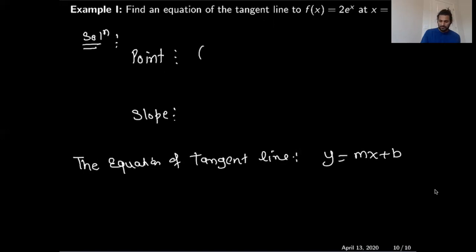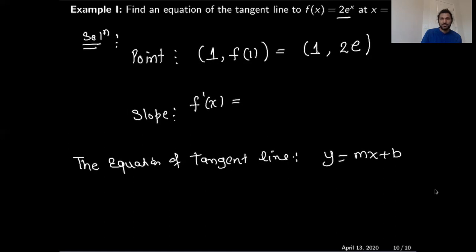So the point is given, the x value is given. We need to calculate the y value. To calculate the y value of the point, you simply plug the x value into the function. So what is our function? The function is 2 e to the power x. If I plug in 1, e to the power x becomes e to the power 1, which is just e. Now calculate the slope. In order to calculate the slope, we need to find the derivative of the function.